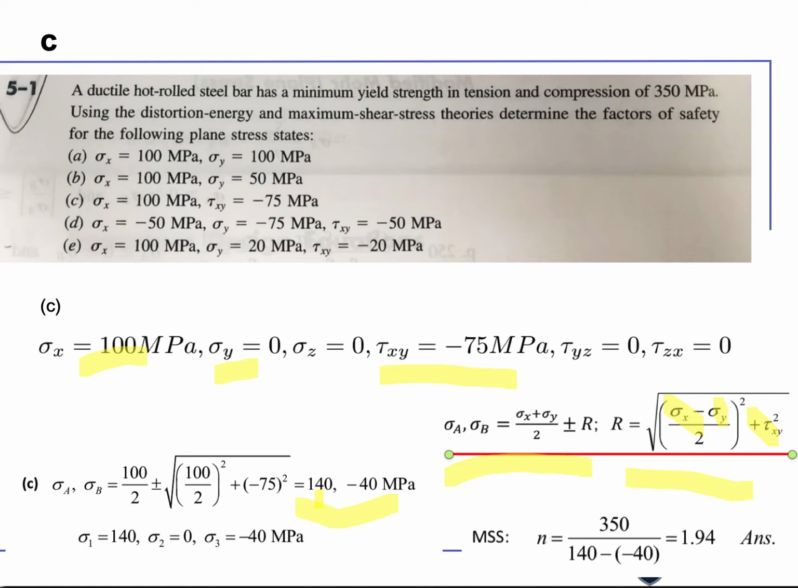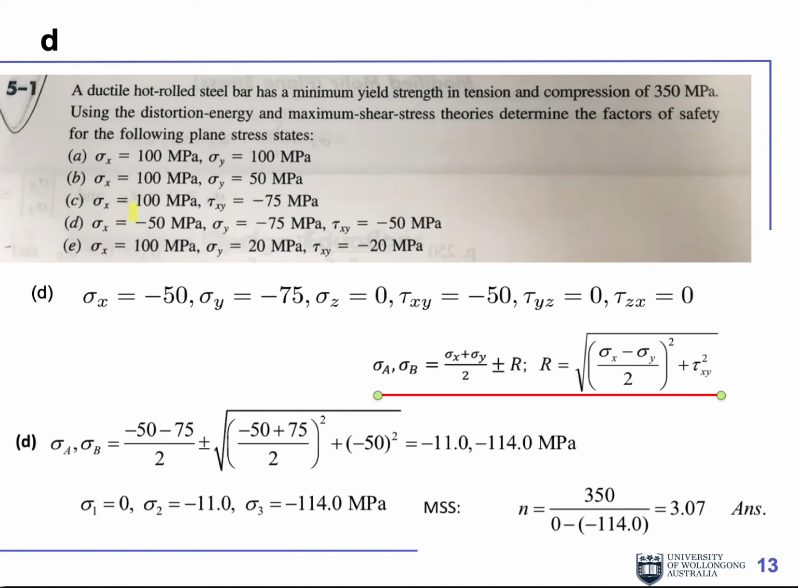So again, we get 2 out of the 3 principal stresses. The third one is 0. So we order them into sigma 1, sigma 2, sigma 3 from the largest to the smallest. The maximum shear stress tells us the difference between the biggest and smallest, which is sigma 1 minus sigma 3. So use the yield strength divided by sigma 1 minus sigma 3, and you get the factor of safety. So in this case, you have to use these 2 equations to address the principal stress.